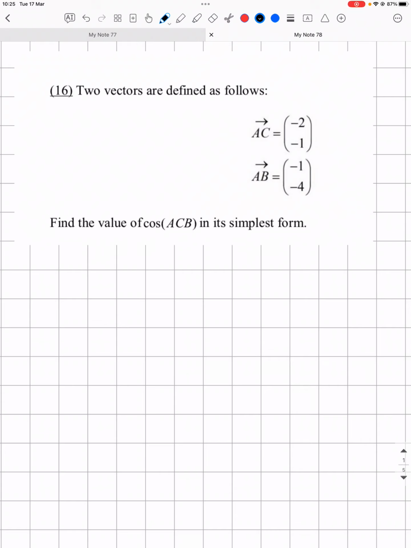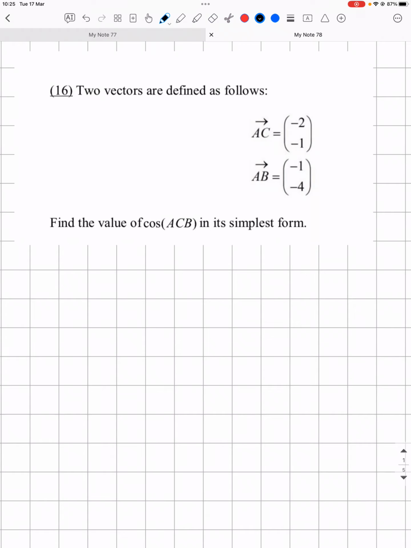Hi everyone, today we'll be going through this GCSE vectors question. So let's give it a read. Two vectors are defined as follows. Vector A to C is defined as -2, -1. Vector A to B is defined as -1, -4. And we have to find the value of cos ACB in its simplest form.